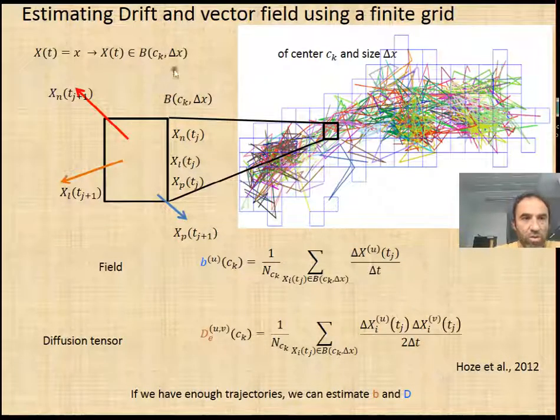So the estimation of the drift is done in the following way, using an image which is binarized with bins of size delta x. We look at points falling in each bin, and calculate at time t and time t plus delta t. So we obtain this instantaneous vector, we obtain the average, and this gives the estimator of the field in a given bin. And the diffusion tensor is calculated similarly, using here this second moment.